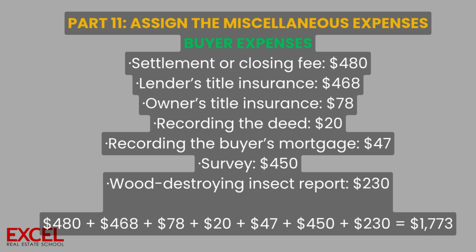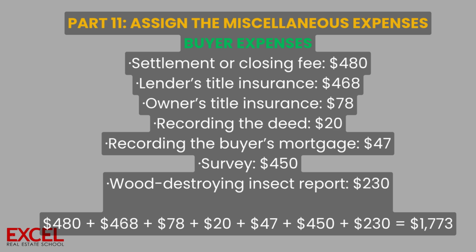Recording the deed, $20. Recording the buyer's mortgage, $47. Survey, $450. Wood destroying insects report, $230. You add all of those up, and that gives us $1,773. Those are buyer expenses. Understand that. Commit those things of who pays what and understand what the buyer pays.